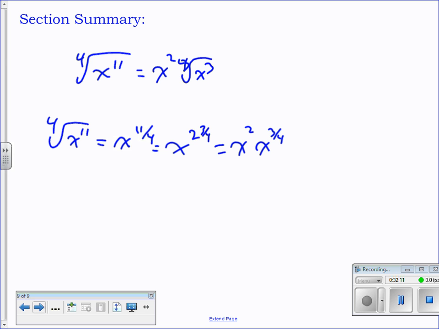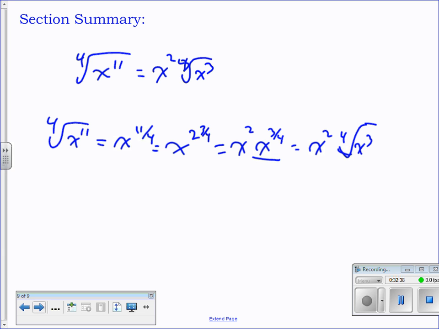Okay, well x squared I don't touch, but I can rewrite this as a radical: x squared times the 4th root of x cubed. Rewrite that as a fractional power, I get the same thing. And this is what you do. What do you do when you write a mixed number? You take the numerator, divide it, put whatever you get in front, and your remainder stays on top, right?